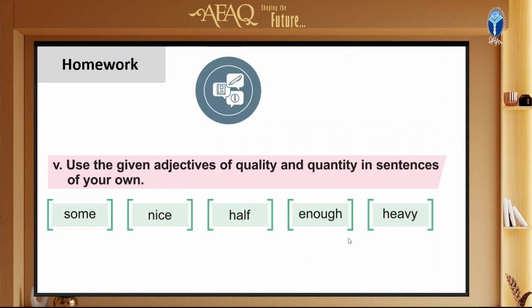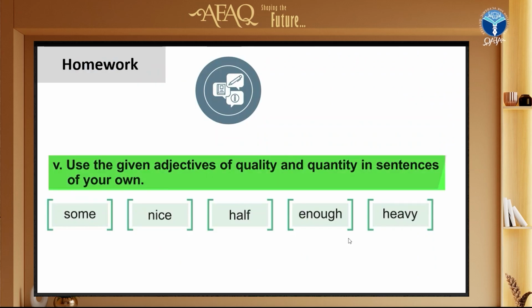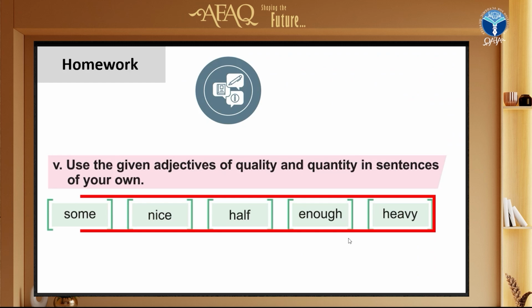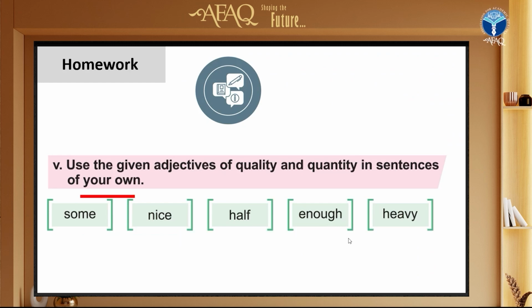Let's move forward. Use the given adjectives of quality and quantity in sentences of your own. Now it's your turn to make sentences with some adjectives of quality and quantity like some, nice, half, enough and heavy. You are supposed to make sentences in your notebook.